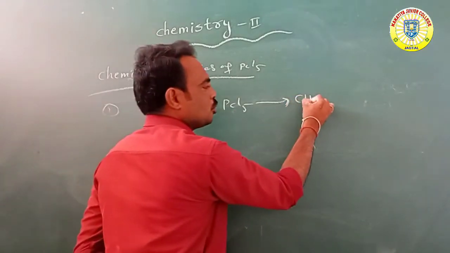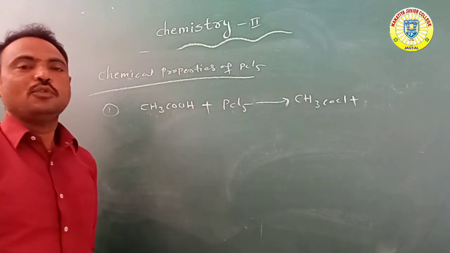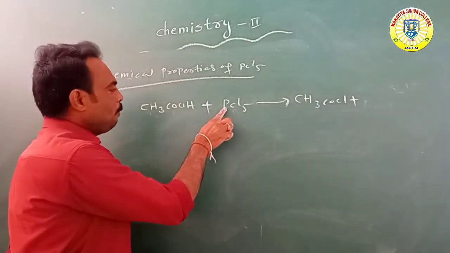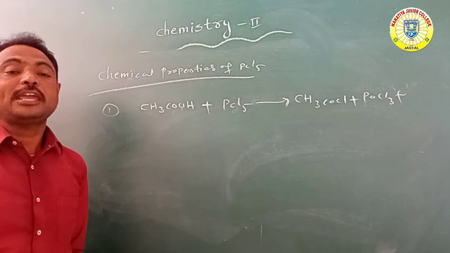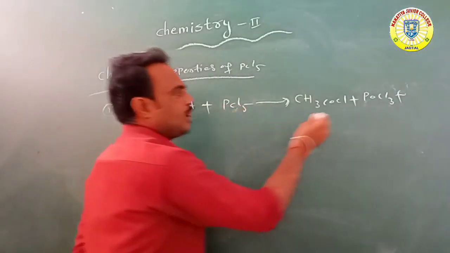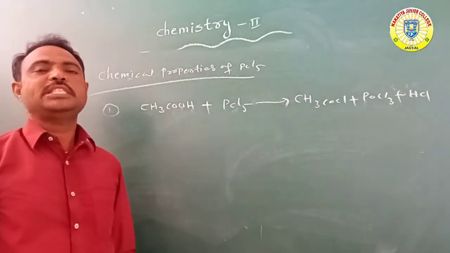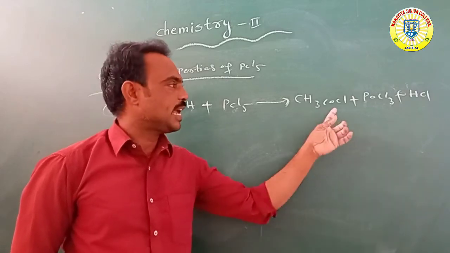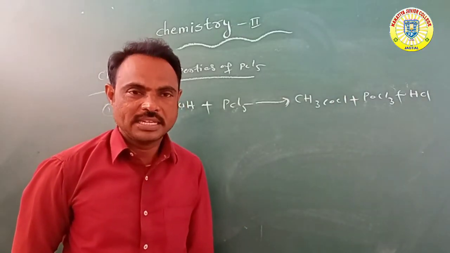CH3COCl, which means acetyl chloride. Next, POCl3, phosphorus oxy trichloride. Next, one hydrogen and one chlorine form HCl, hydrochloric acid. So when acetic acid reacts with PCl5, phosphorus pentachloride, the reaction forms acetyl chloride, CH3COCl, then POCl3, phosphorus oxy trichloride, and hydrochloric acid, HCl.